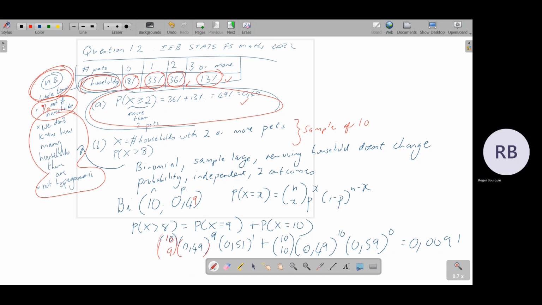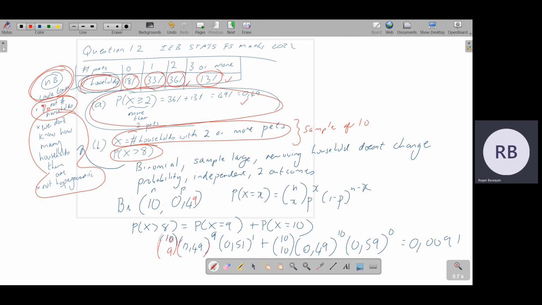Now the next question says a random sample of 10 households is selected from this town. Determine the probability that the sample will contain more than 8 households with at least 2 pets. So what we're working with, X, is the number of households with 2 or more pets. And we know from a sample of 10, what's the probability that more than 8 homes will have 2 or more pets. So the trick is, is this binomial or hypergeometric? That's the most difficult thing.